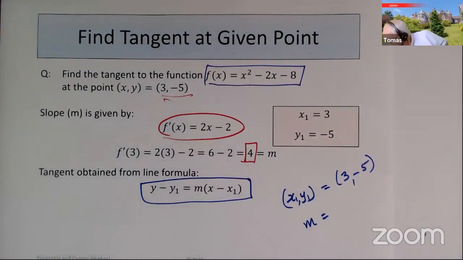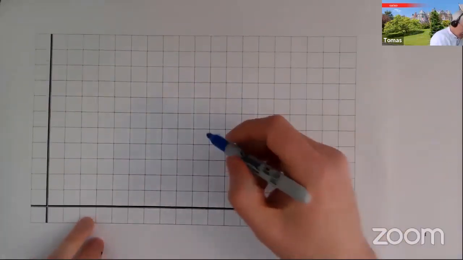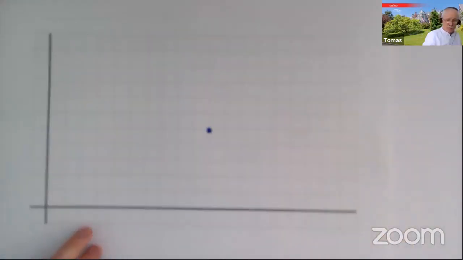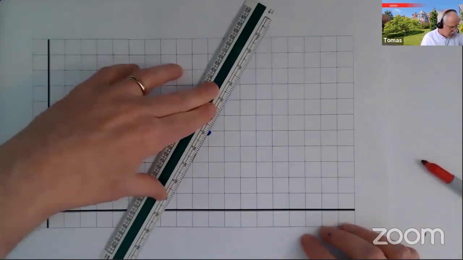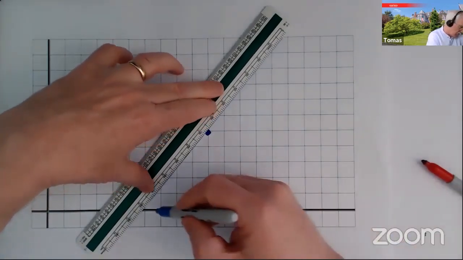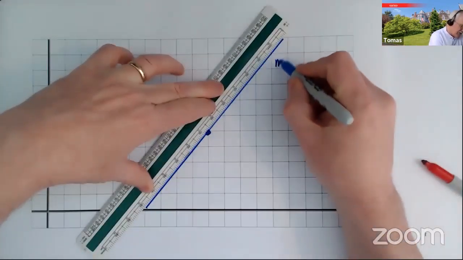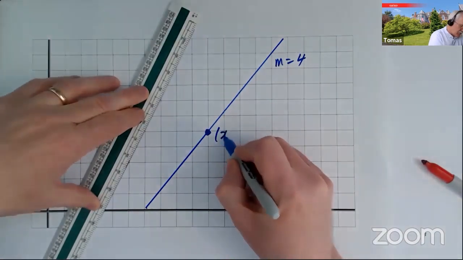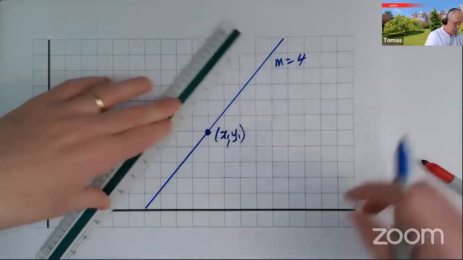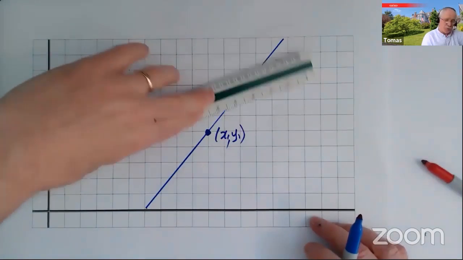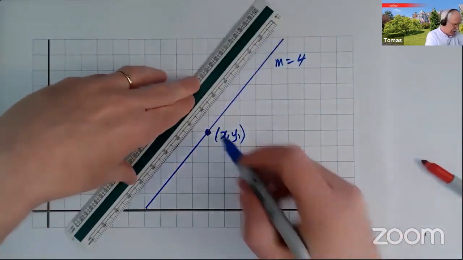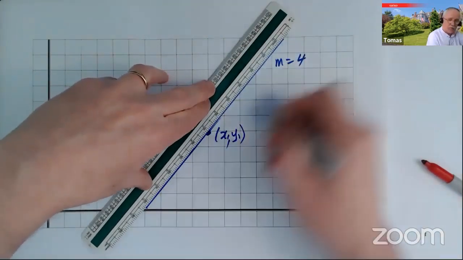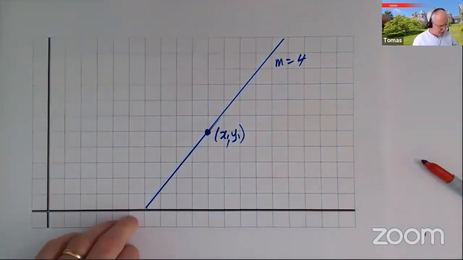So very simply, if I've got any graph paper here, and I know that's a point of interest, and I know this is the particular slope, the slope is 4. Well, if I know m is 4, and I know x1, y1, there's no other way. If the slope was different, it'd be a different line. So once I know the slope and the point, there's only one line through it.